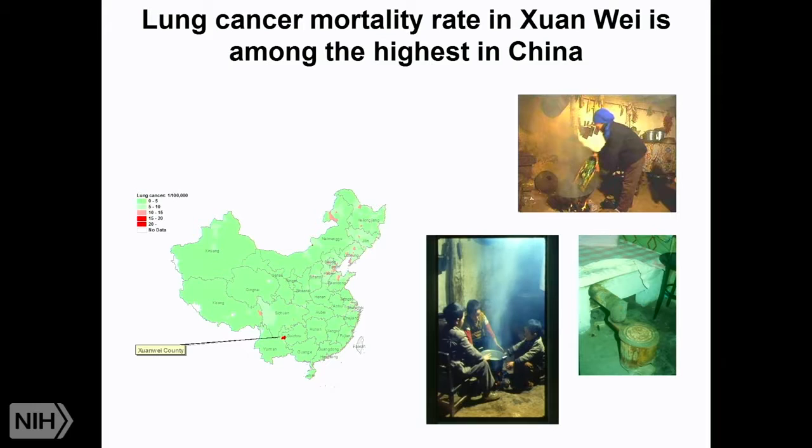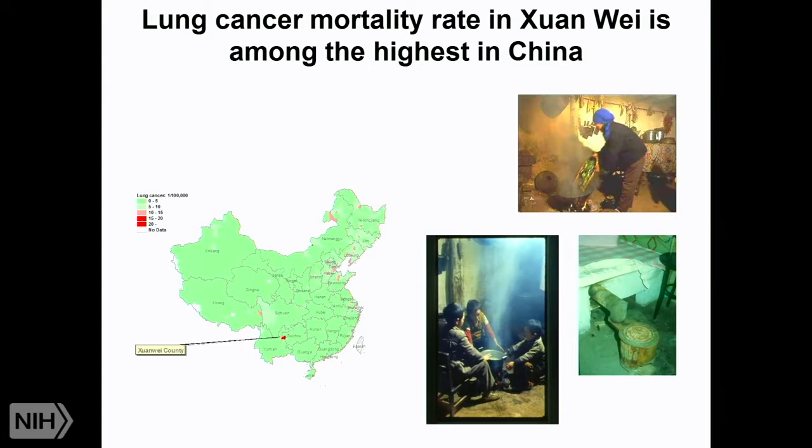Another example is Xuanwei in China, where we have had studies for a few decades. This is the highest risk area of lung cancer in China. And when you go there, what do you find? You find indoor air pollution. You find beds that burn smoky coal and are poorly vented in the houses. So folks breathe in this smoke, and it's as good as smoking a lot of cigarettes, and it results in higher cancer rates. And studies, when they remove these indoor sources of air pollution, show that the rates of cancer dramatically decline.